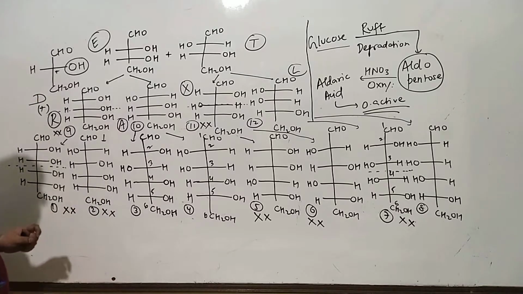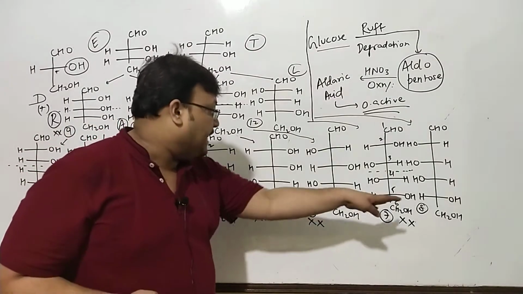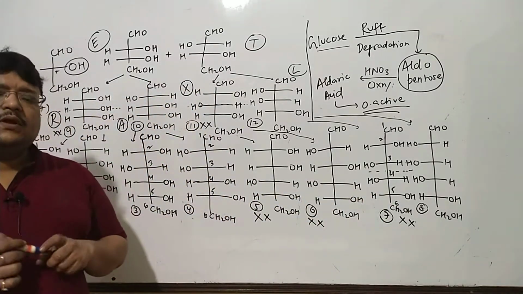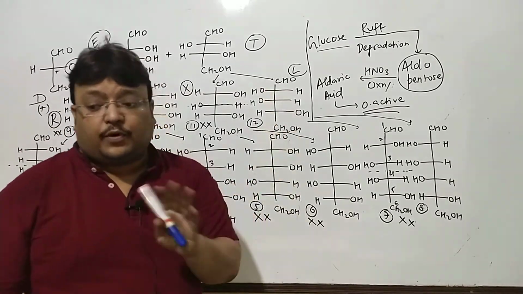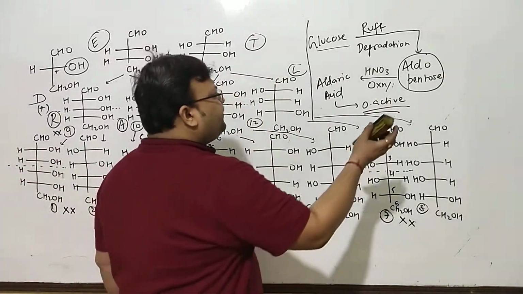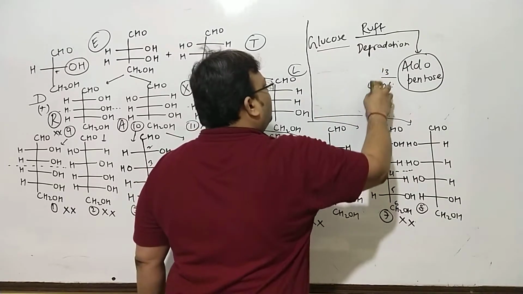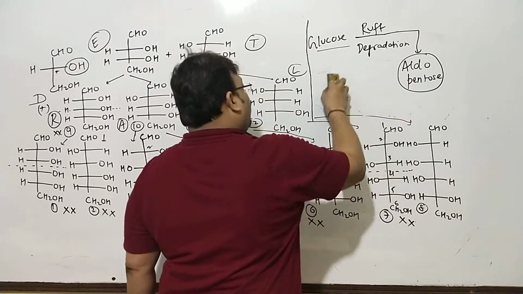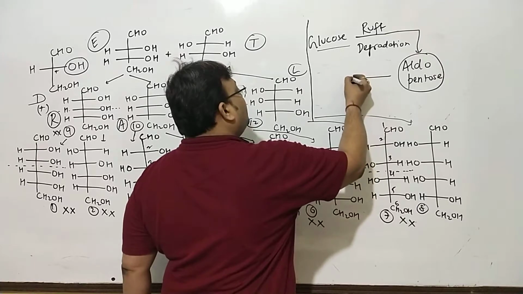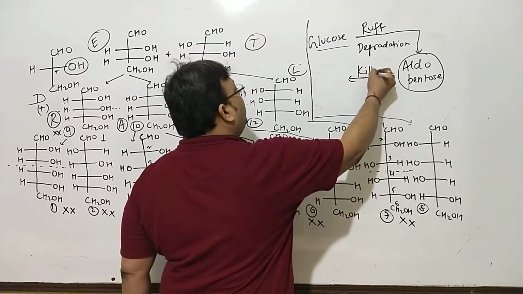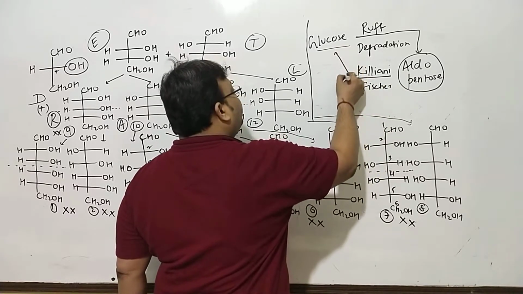So now we are left with 3, 4 and 8. Now what he did was, from glucose, he got the corresponding aldopentose, and this aldopentose was again subjected to Kiliani-Fischer. And naturally, if you do Kiliani-Fischer here, you will get glucose and its epimer.